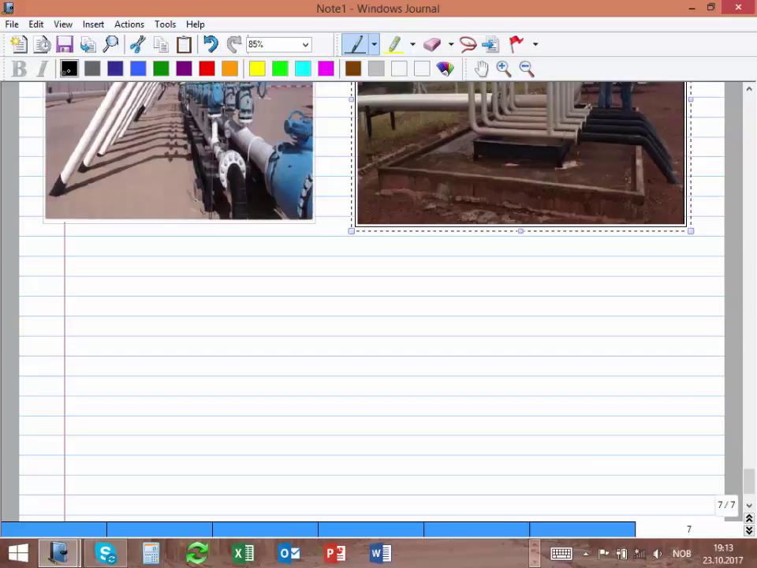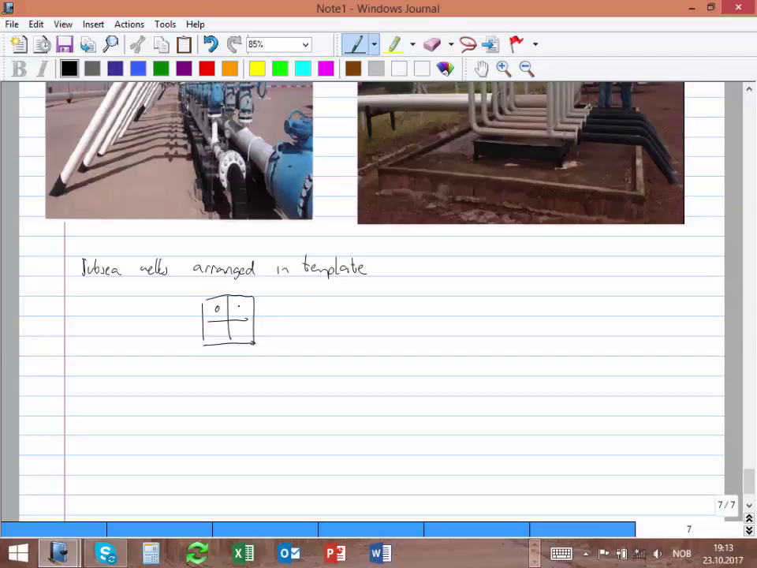Okay, now let's go to the arrangement that I told you before: template subsea wells arranged in a template. Remember, the template is this box-type structure where I have four slots and I drill all the wells from there. And I told you that I had two lines that were connected to this template.